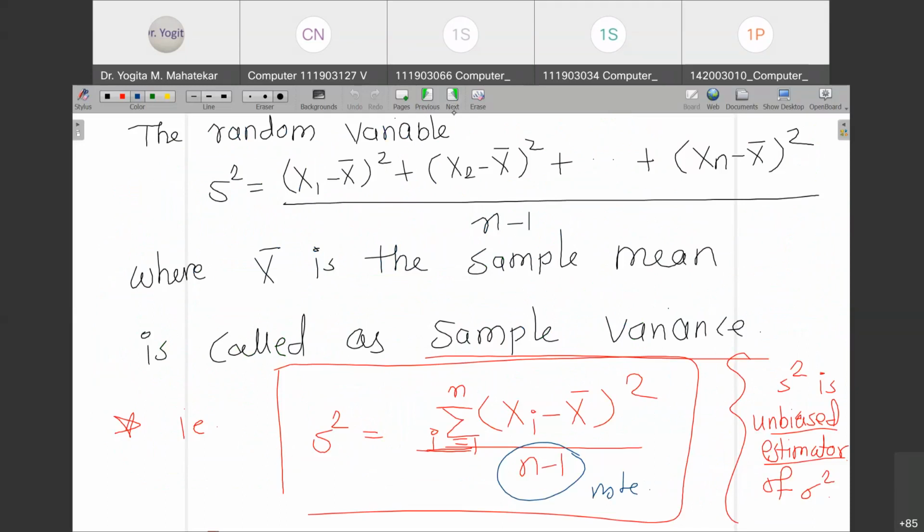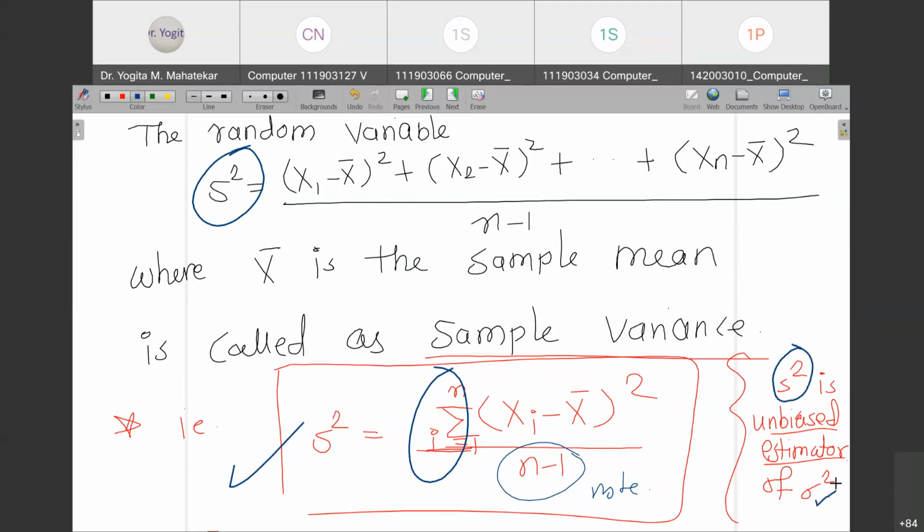Okay, so this random variable, actually it's a parameter that you can associate with the sample. Then S square is this. Just now I have written it in sigma summation notation. Then in this case, S square is called an unbiased estimator of sigma square.